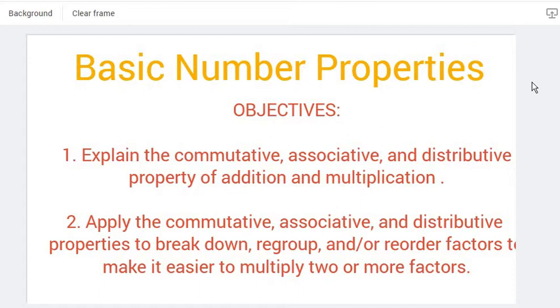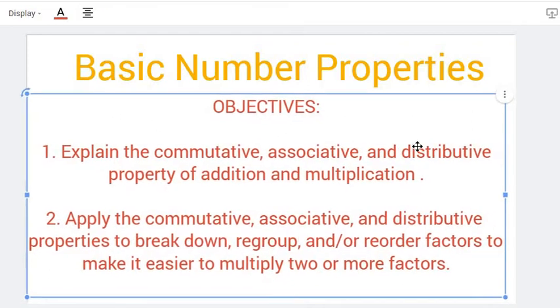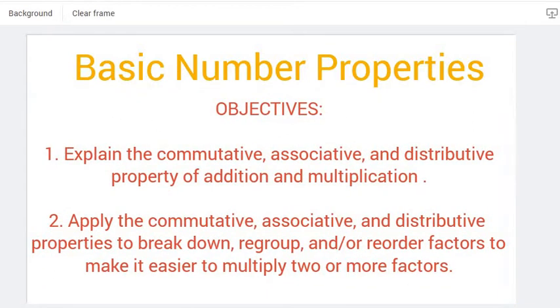in the meeting today. Our objectives for today are to explain the commutative, associative, and distributive property of addition and multiplication. The next objective is to apply the commutative, associative, and distributive properties to break down, regroup, and reorder factors to make it easier to multiply two or more factors. So basically, you can use mostly the distributive property to break down numbers and make it easier to multiply them.